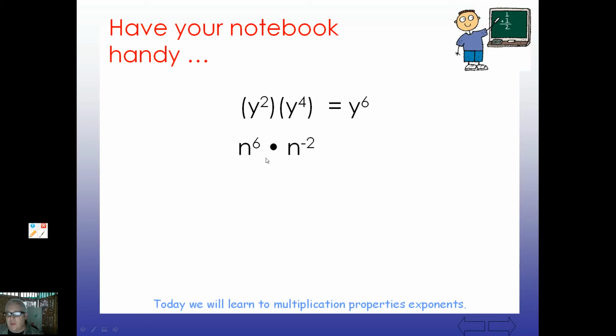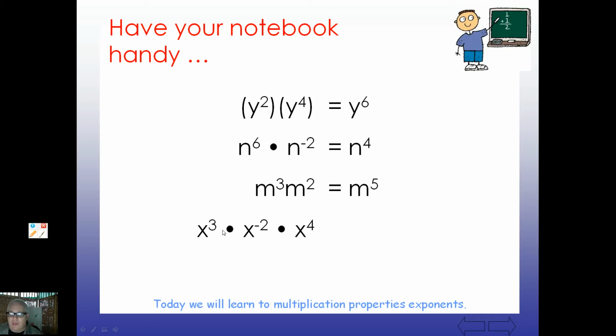Take a look at this one. What do you think? n to the 6th times n to the negative 2. 6, negative 2, if we add those together, then n to the 4th would be the correct answer. How about this one? m to the 3rd times m to the 2nd. Well, just add up how many m's you have. How many m's do we have here? We have 5 of them, so it's m to the 5th.